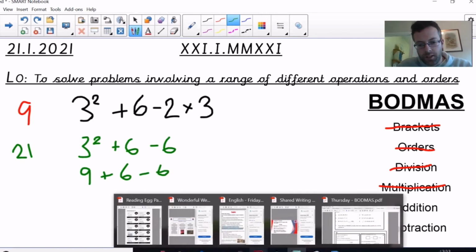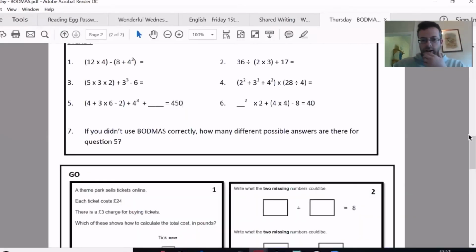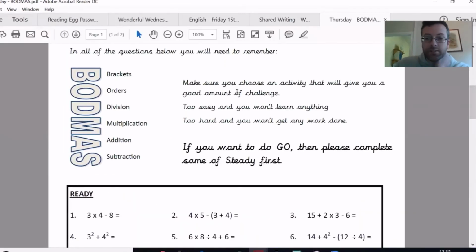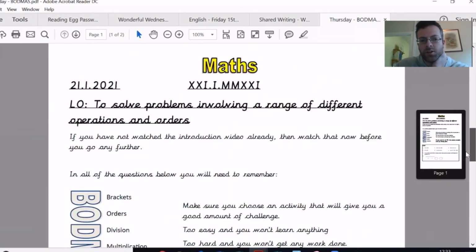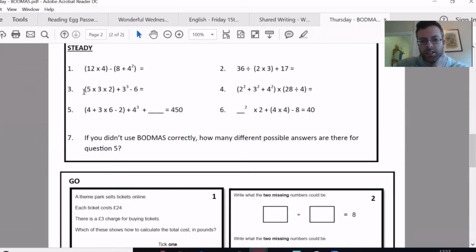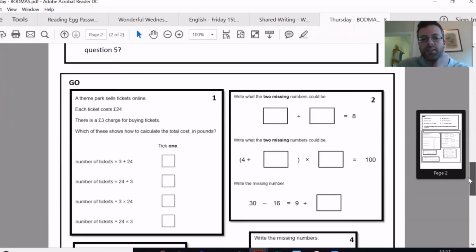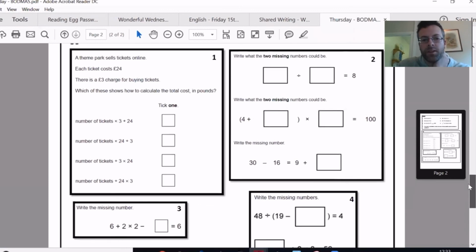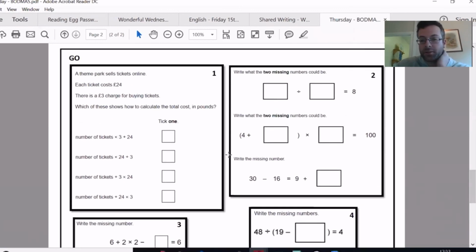So quickly looking back at the questions, as it says here, choose an activity that's going to challenge you, okay, something that's not too easy, but something that's not too hard so that you don't get anything done. And if you want to have a go, I want you to have a go at, let's say, these 4 questions on Steady first, okay, do a few on Steady. And then these Go questions, there's only 5 of them. You have to make your answer obvious in whichever way that you do it.